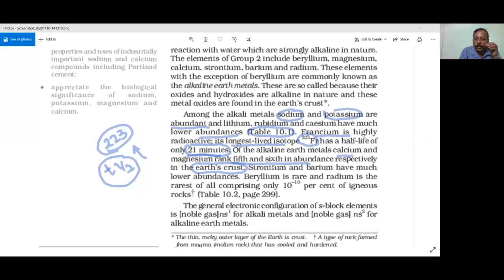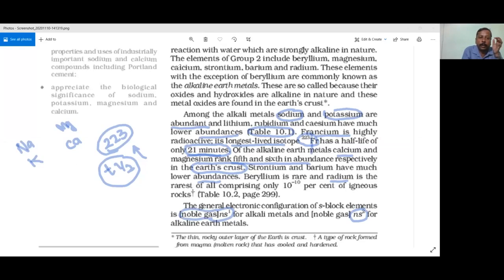Strontium and barium have much lower abundance. So in the alkali metals, sodium and potassium are more abundant. In the alkaline earth metals, magnesium and calcium are more abundant. Next, beryllium is rare and radium is radioactive, so that is already known. Then the general configuration of the s block is ns2 for alkaline earth metals and ns1 for alkali metals. This is the group configuration.